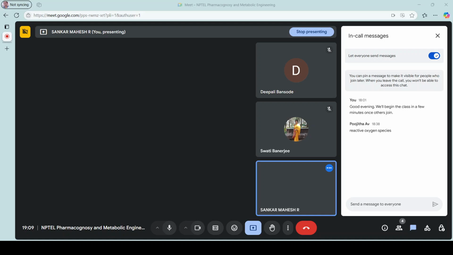The last question for today's class is, mark the correct biosynthetic pathway for serpentine formation from strictosidine. The options are strictosidine to strictosidine aglycone to cathenamine to alstonine to serpentine, and we have similar options. So you can take a couple of minutes, think through the options, and then tell us what the possible pathway will be.